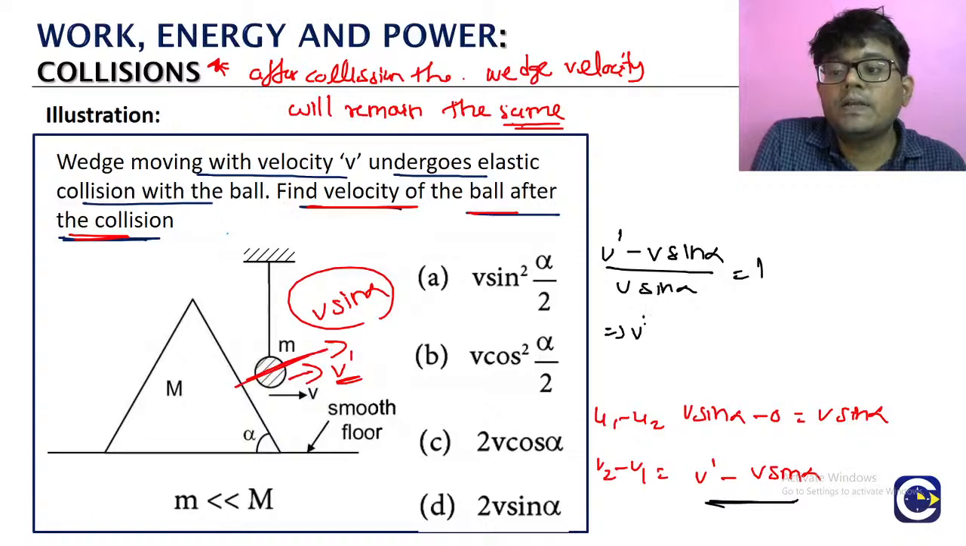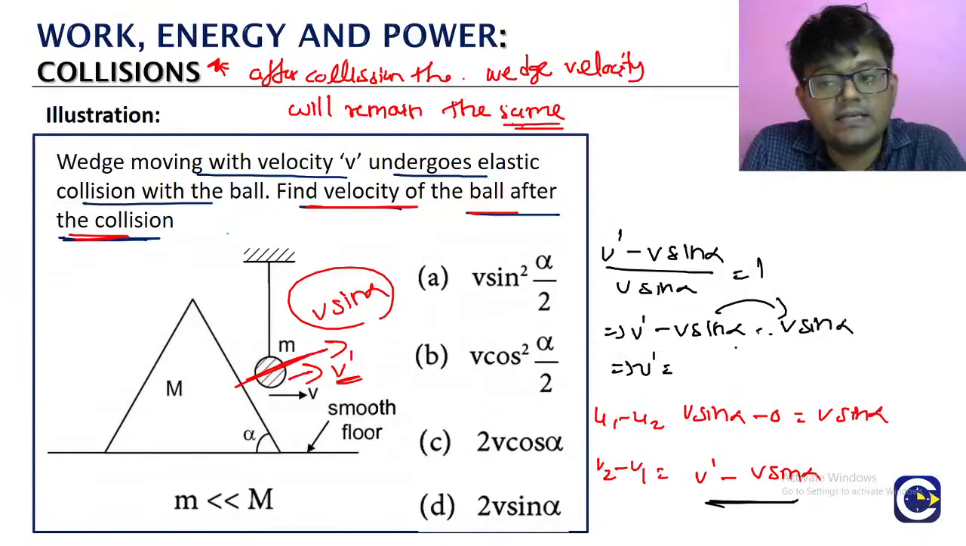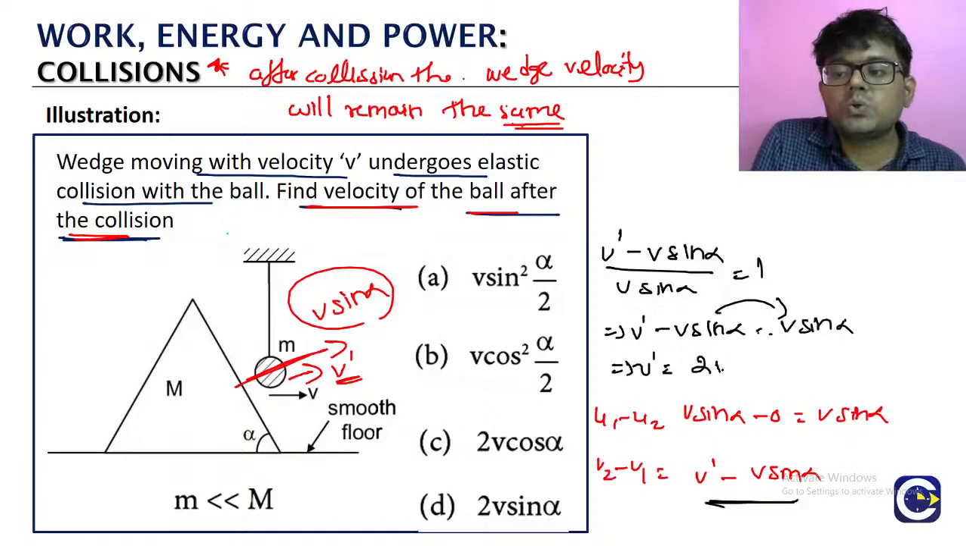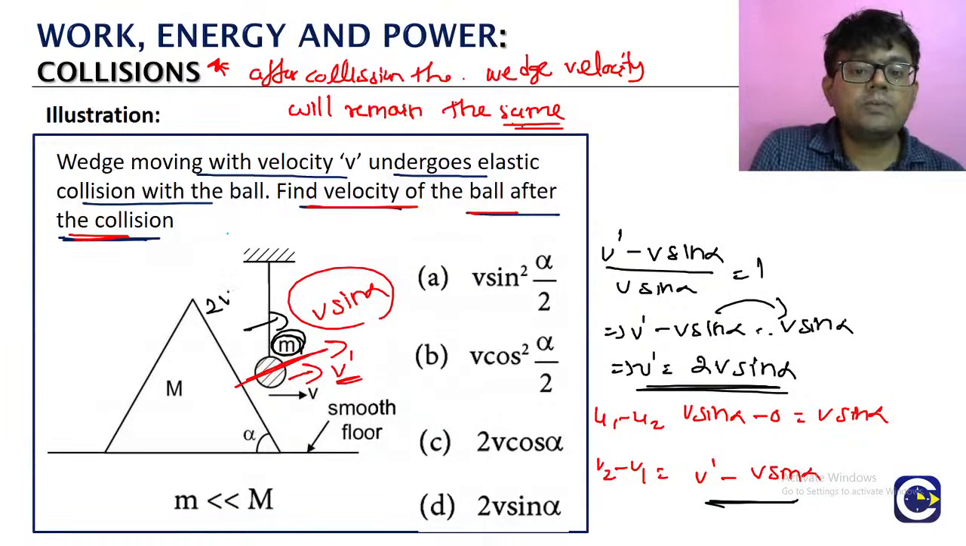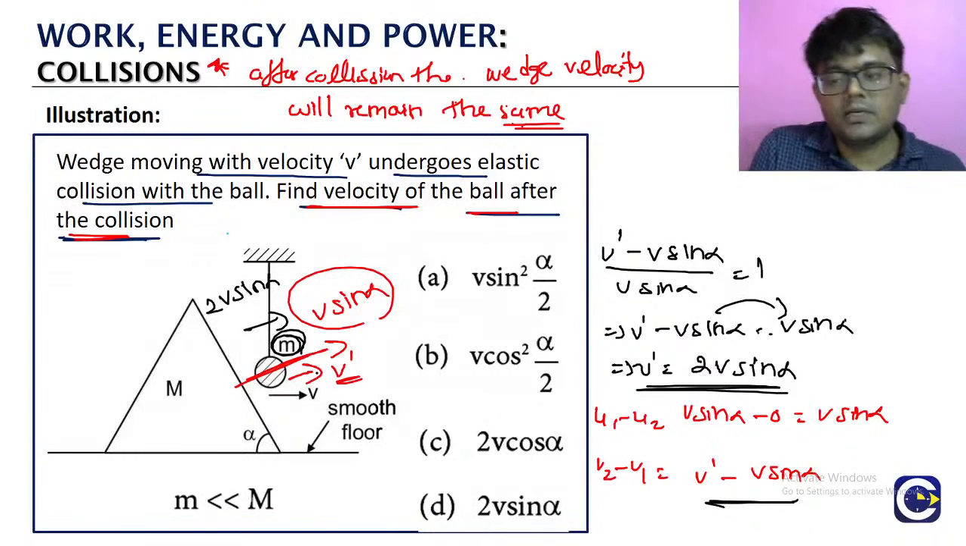Means what? v dash minus v sin alpha is equal to v sin alpha, which means v dash is equal to what? Take it to the right side, that also becomes plus. So 2v sin alpha. So after the collision, this ball will pick up a velocity of how much? 2v sin alpha along that common normal.